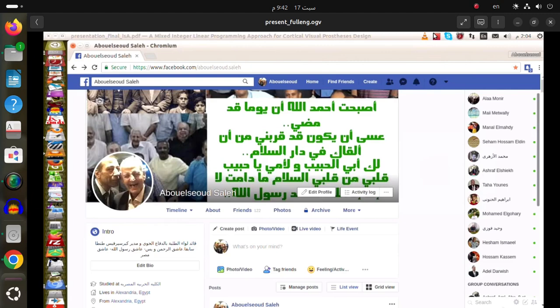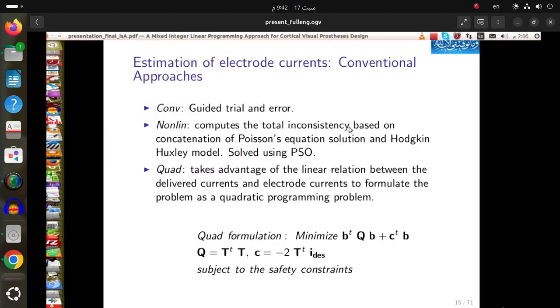A common problem among all the problems we studied up till now is the problem of estimating the value of electrode currents. How to estimate the value of electrode currents, whether to achieve a focal setup or to achieve a certain desired complex activation pattern? There are different approaches to this problem.